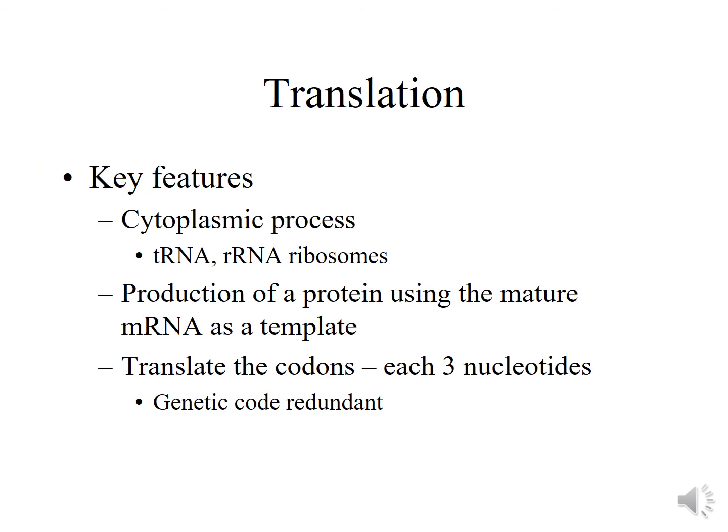Translation. Messenger RNA, mRNA molecules are produced by RNA splicing in the nucleus and then ultimately are exported to the cytoplasm. Here they are bound by the ribosomes, very large complexes consisting of 4 types of ribosomal RNAs and many different proteins. Key features of translation are that it is a cytoplasmic process. It involves the RNA molecules tRNA, the ribosomal RNA molecules, and ribosomes. It produces a protein using the mature mRNA as a template.